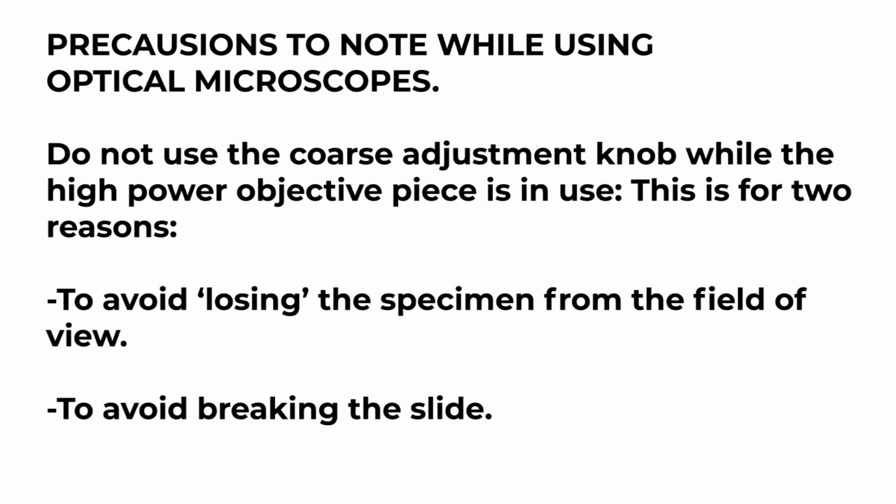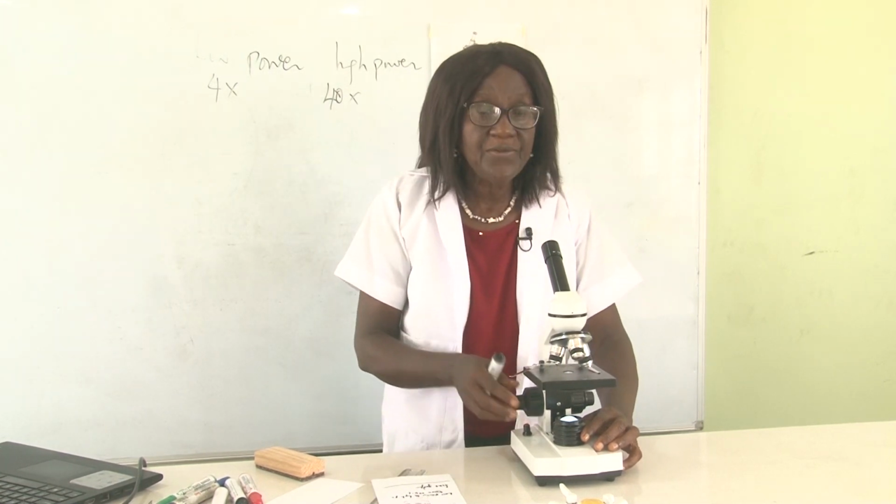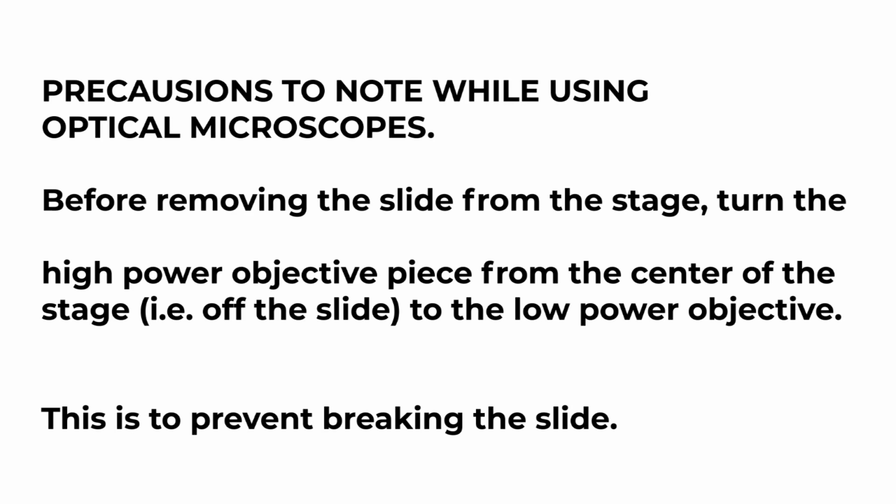Now, the other precaution to note is while you are using high power, only use the fine adjustment knob so that you don't lose the specimen or break the slide. So only the fine adjustment knob is used when you are doing high power. Then also, as we have said, before taking the slide off, make sure that you turn from high power off the center of the stage. All right, then you remove the slide neatly.